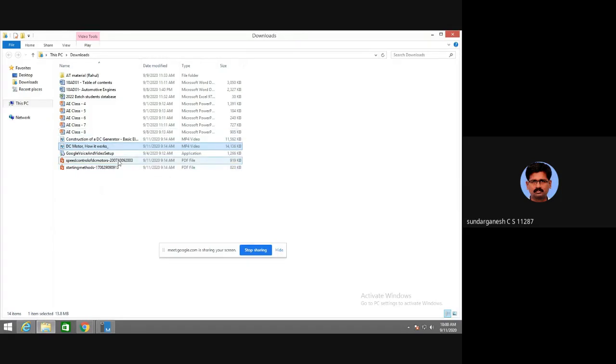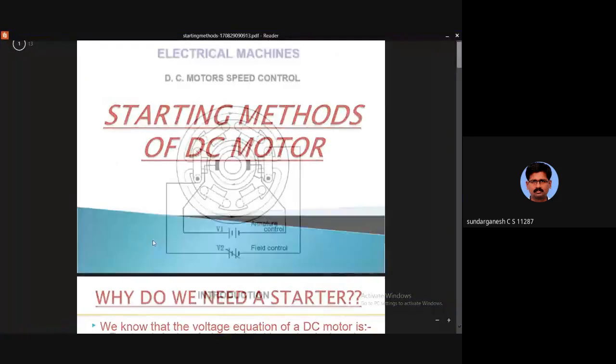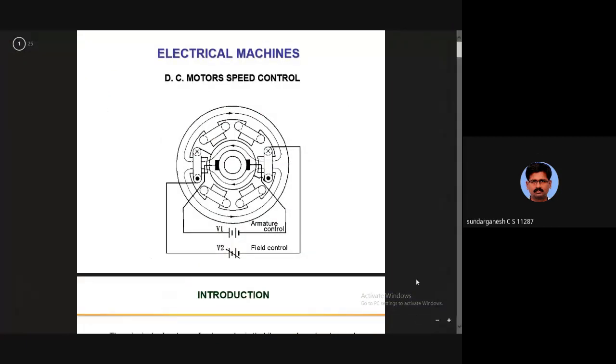So the next topic is the speed control of DC motors. In the last class we have seen that there are two types of speed control: one is armature control, another is field control. Armature control means we are controlling the current flowing in the armature. Field control means we are controlling the current or voltage in the field. So you can either control the armature current, otherwise you can control the field voltage.